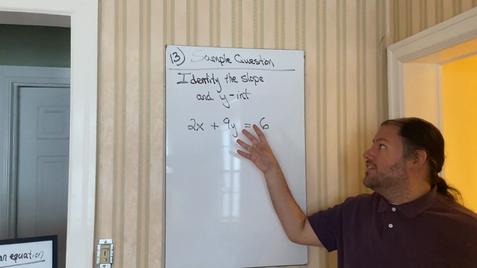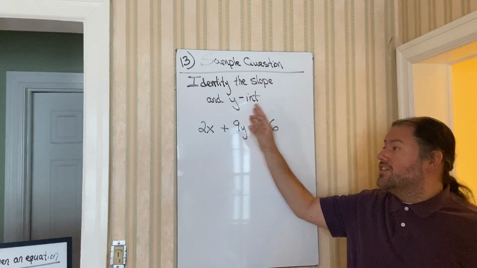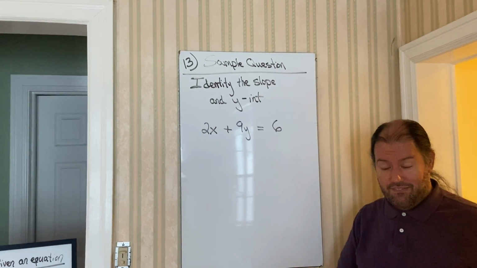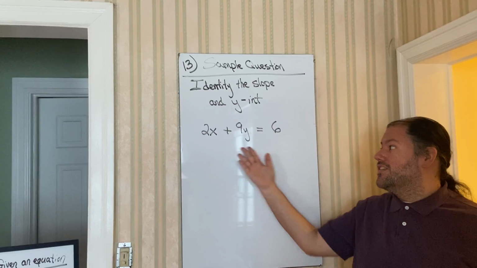So here we have our sample question. It says identify the slope and the y-intercept. So on the test, you need to know the slope and the y-intercept. How do we do that? They're going to give you an equation.